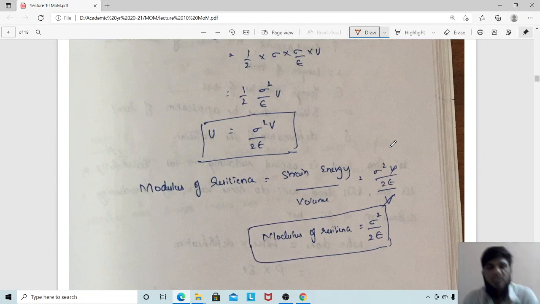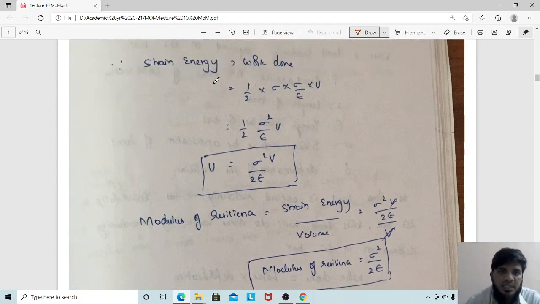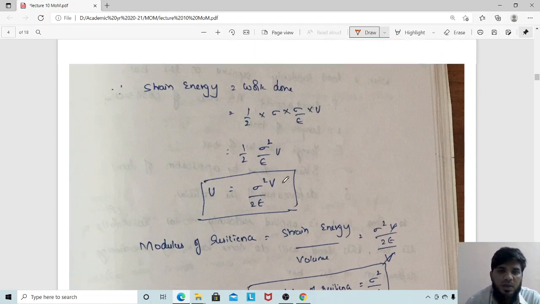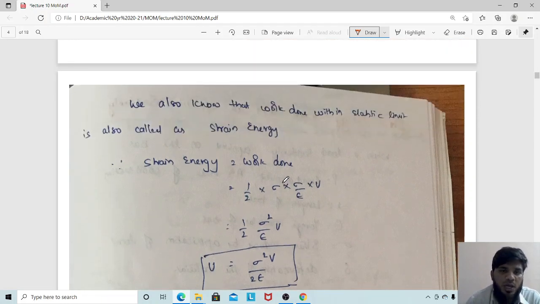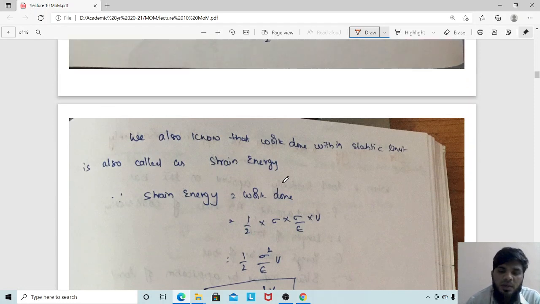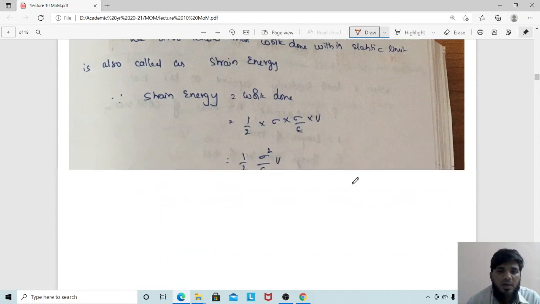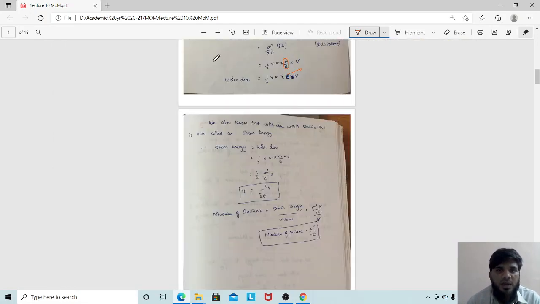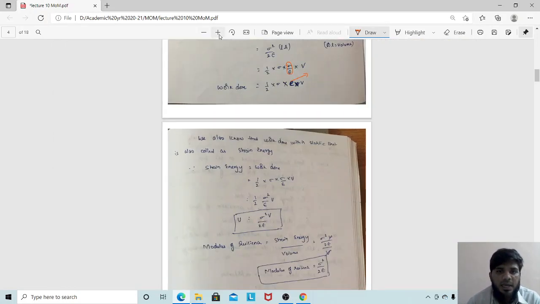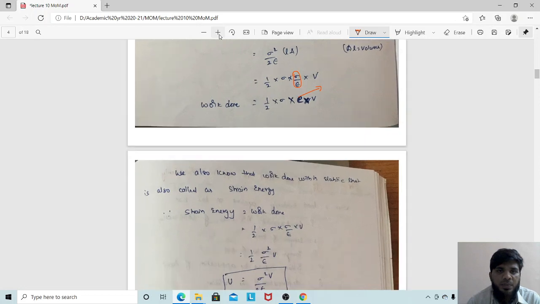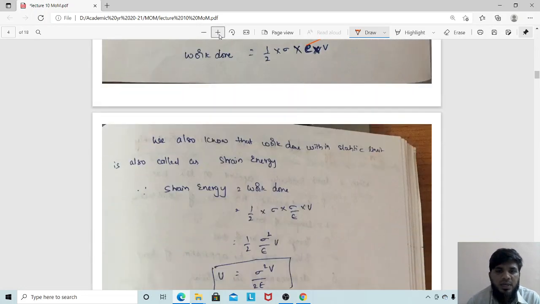So the strain energy is equal to work done. Strain energy is equal to half into sigma into epsilon into V, that is half into sigma square by E into V. You can use any formula, all are for strain energy itself. Based on this, we have derived the formula for strain energy when the load is applied gradually. So try to memorize this formula.